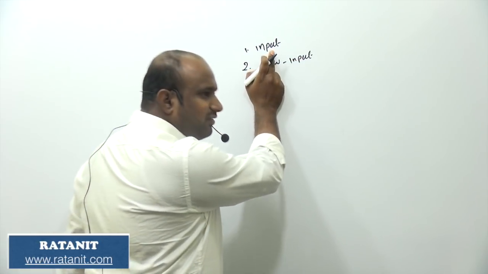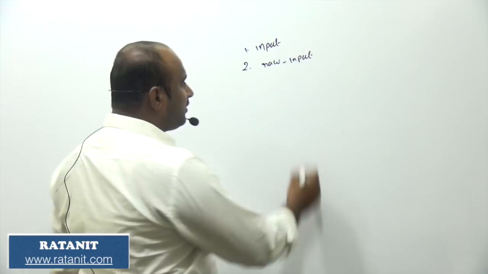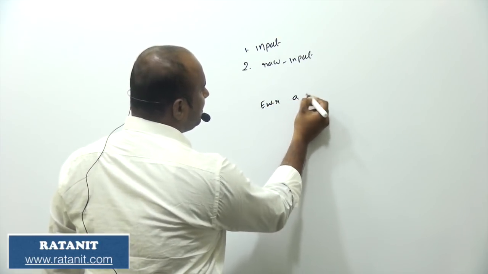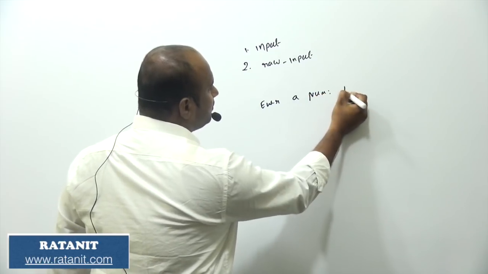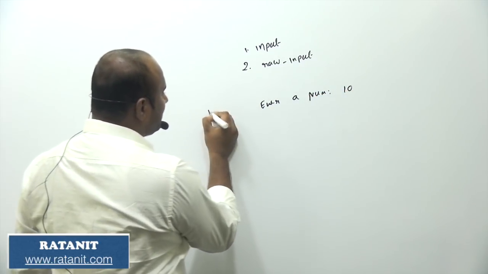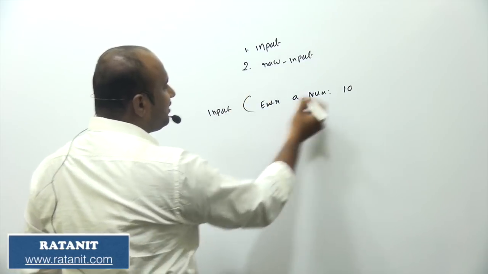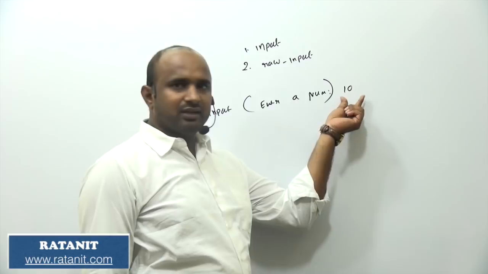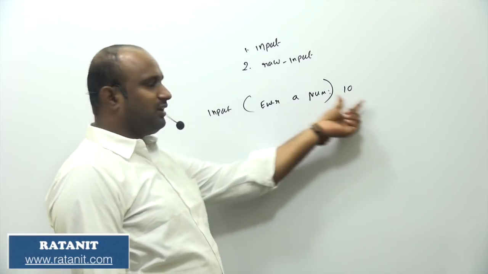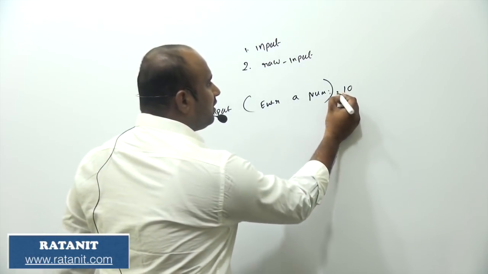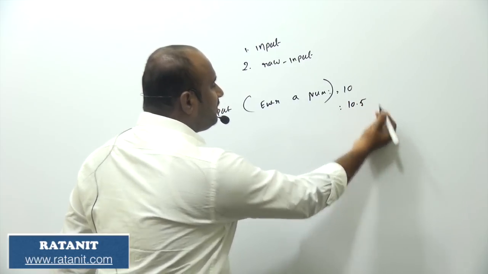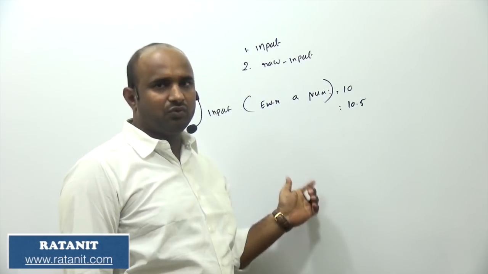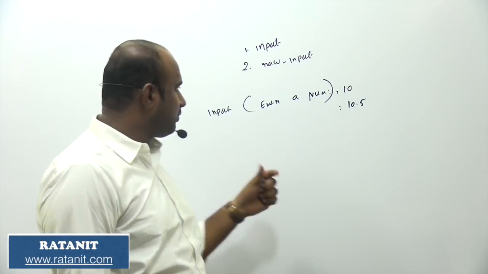The input function will take the input in whichever type you entered. For example, enter a number. If you enter the value 10, then the input function takes it in integer format. If you enter the number 10, the input function will take integer format. If I enter 10.5, the input function takes the input in float format.